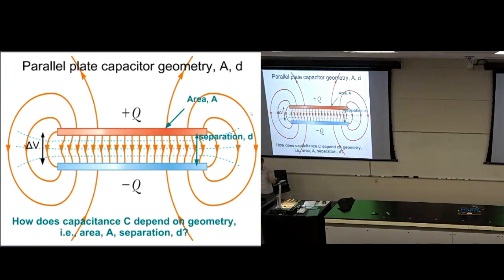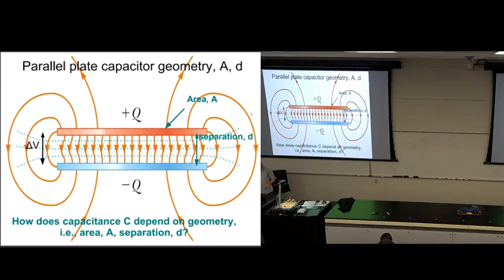Okay, a great example of a parallel plate capacitor is a thundercloud. The bottom surface of the thundercloud and the upper surface of the ground are like two parallel plates. And that thundercloud forms with the ground a parallel plate capacitor. So that's a natural example of a parallel plate capacitor. But we're going to look at some man-made examples of parallel plate capacitors.